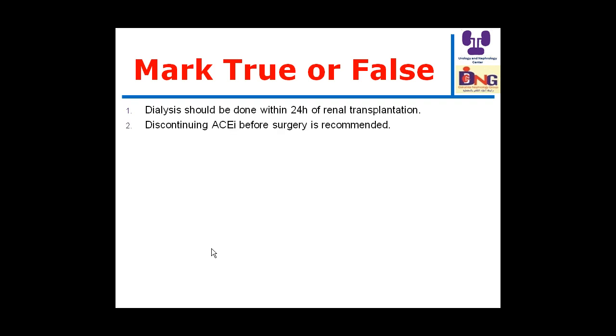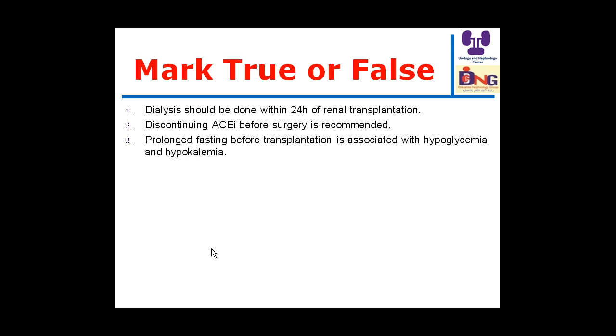Second question, is stopping ACE inhibitor before surgery recommended? True, because we are afraid of hypotension with the use of this drug. So, generally speaking, for any surgery, in respect to renal failure or dialysis, if the blood pressure is controlled, it's better to stop ACE inhibitors or ARBs for at least 1 day before the surgery. But if the systolic blood pressure is very high and we cannot stop the ACE inhibitor, we should discuss with the anesthetist that the patient is on ACE inhibitor to avoid hypotension on surgery.